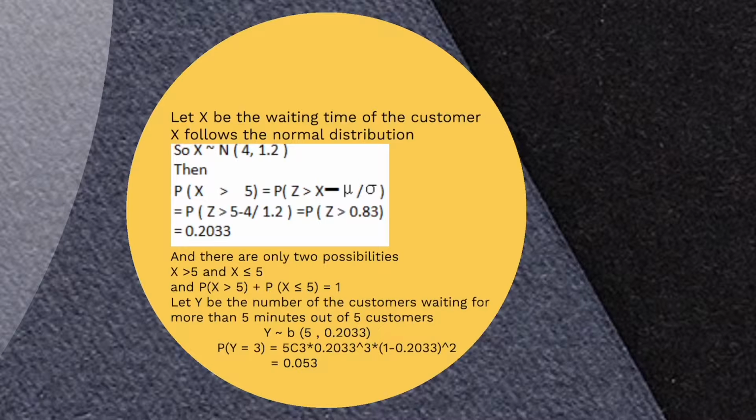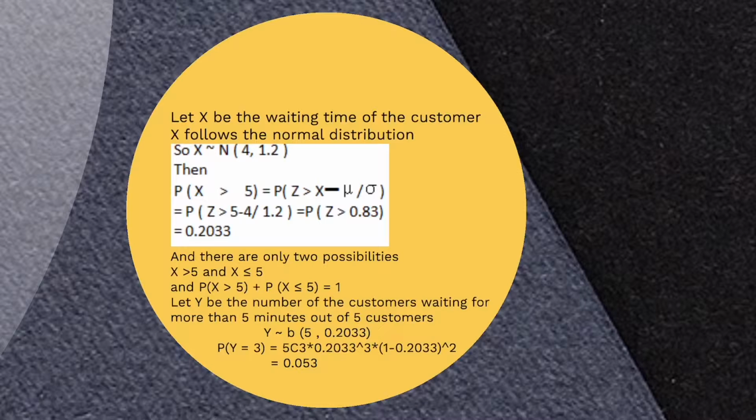So we can get the following on the screen and calculate the probability of x bigger than 5 is equal to 0.2033. And there are only two possibilities for x. They are x bigger than 5 and x smaller or equal to 5. And the sum of their probabilities is equal to 1. So it follows the binomial distribution.